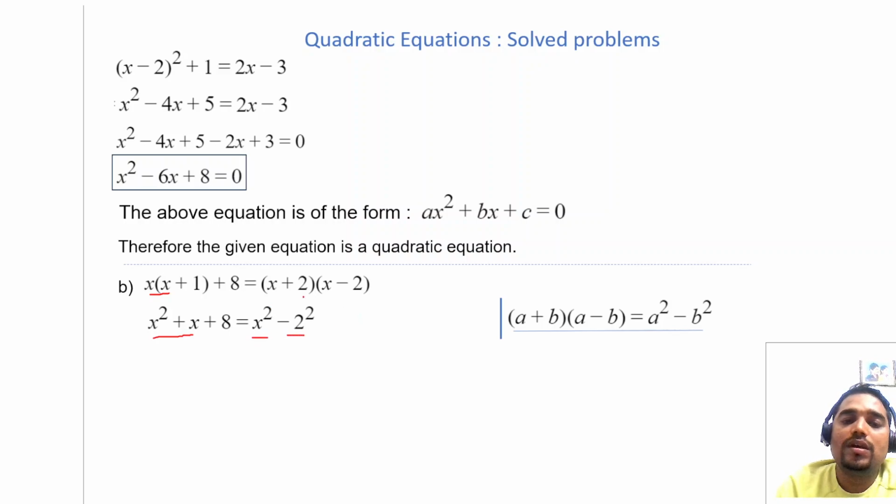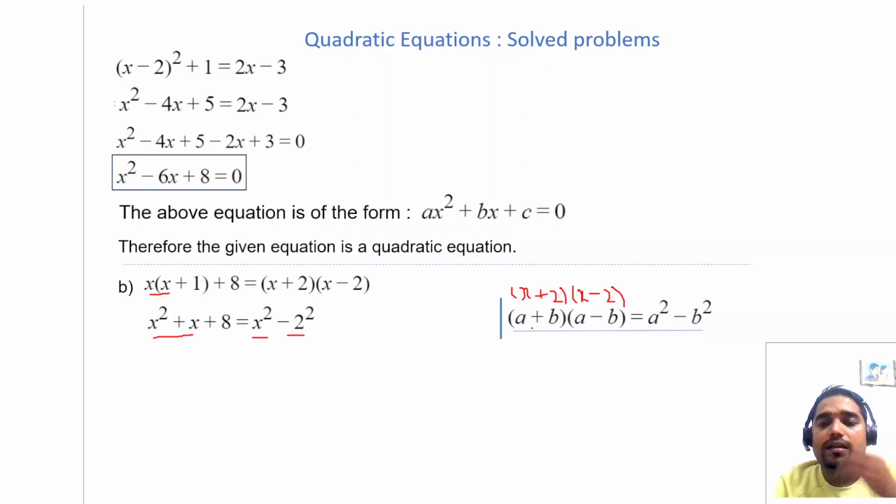Why x square minus 2 square? Because wherever there is a in the formula, this is looking like (a plus b) into (a minus b). So I'll just write down here, this is looking like (x plus 2) into (x minus 2). That is why we have to take a as x and b as 2. So wherever in RHS we have a, we have to substitute by x, that's what I've done, and wherever there is b, we have to substitute by 2, that is 2 square.